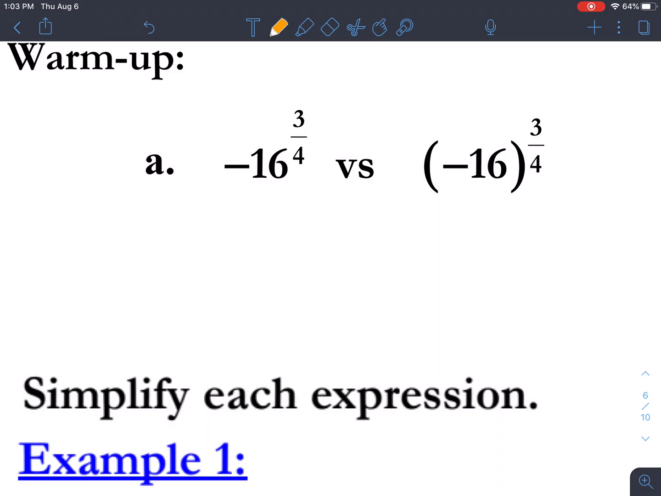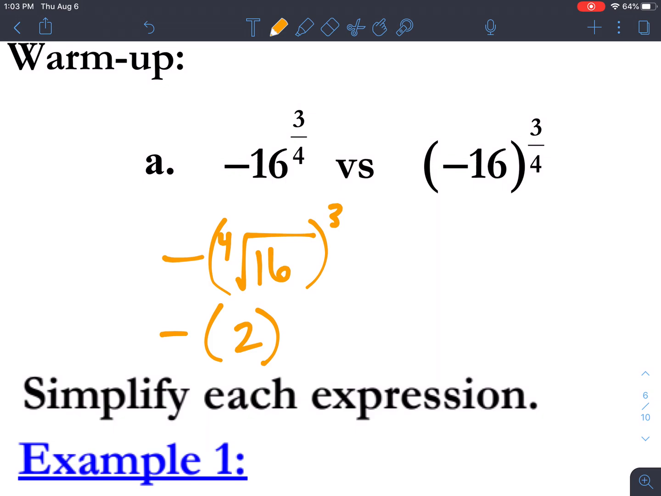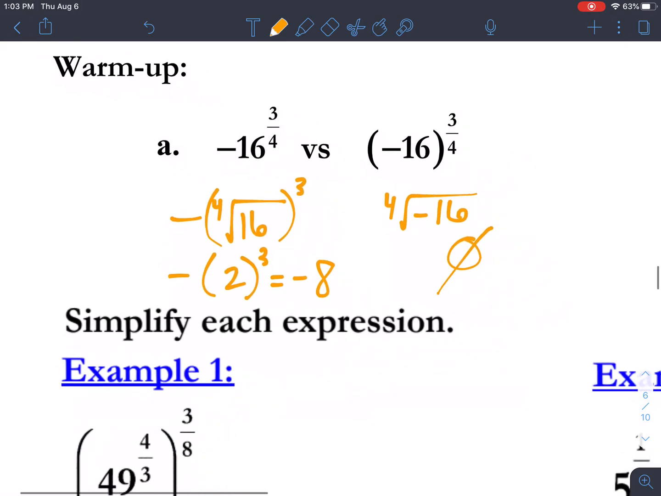So this negative on the outside, okay, that just means negative 16 to the 3/4, 4th root of 16 to the third. Notice how the negative did not get impacted by any of this power because it's on the outside. I've got negative 2, 4th root of 16. What four things multiply to 16? 2. To the third gives me negative 8. Versus the 4th root of negative 16. No solution. Doesn't even matter. Don't have to keep going. We've got a negative on the inside because it was in that parentheses.